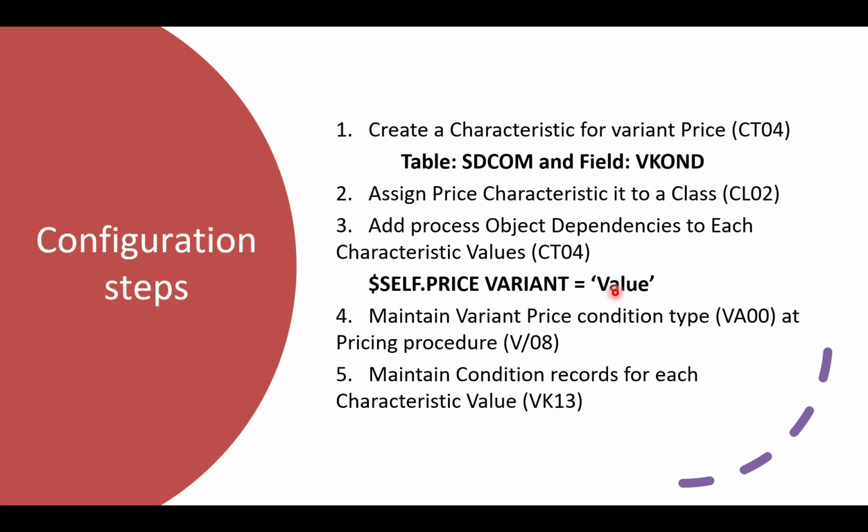That will be applicable for the 5 diameter, and then you have to maintain the variant pricing condition VA00, and the same should be maintained in our pricing procedure. After that, you have to maintain the condition records for each characteristic value. So let me take you to SAP. As a continuation of our previous video, I will use the VC laptop material. For that material I will do all these steps.